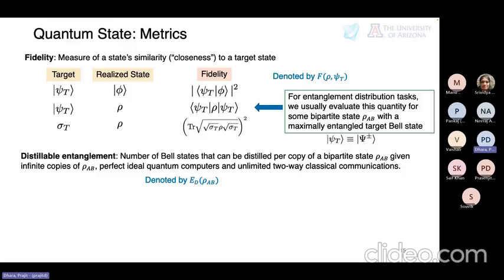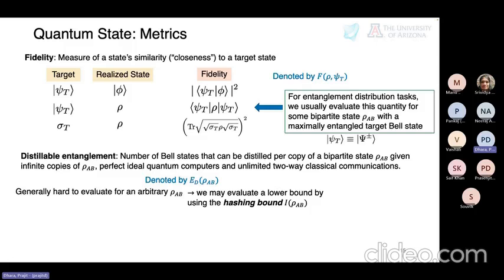Distillable entanglement for a state is always upper bounded by one, because you can't do better than one e-bit per state generated, unless you have high dimensional encodings, of course, but let's stick to qubits. And it's denoted by E_D of rho_AB. As with all information theoretic quantities, it's generally hard to evaluate for any arbitrary state. So we usually lower bound it by saying there's an achievable lower bound I(rho_AB), which is given by this hashing bound quantity, defined as a maximum of two marginal binary entropies.